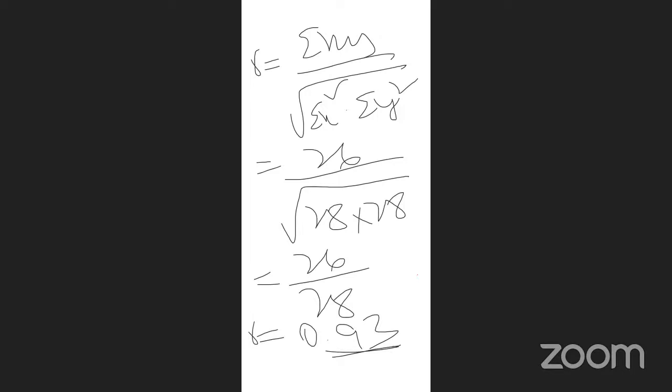Okay, followed? So this is how a correlation under the direct method is supposed to be worked out. Now, next, we will work out the rank correlation.